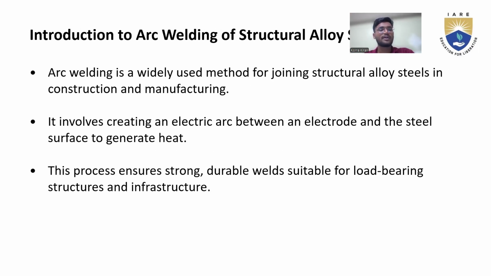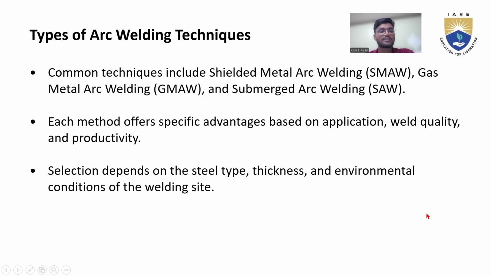Here we discussed the introduction to arc welding of structural alloy steels. Arc welding is nothing but constructing or joining any two structures of alloy steels, based on the electrodes. Other types of welding include shielded metal arc welding, gas metal arc welding and submerged arc welding. These are the types, and based on the application we can use them.